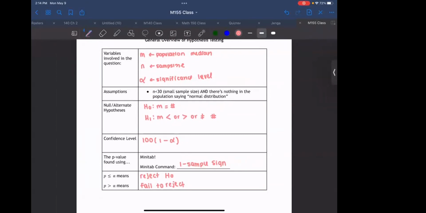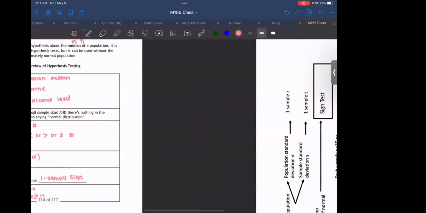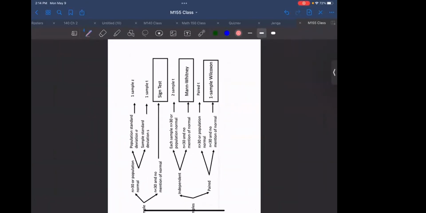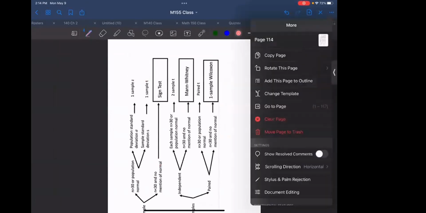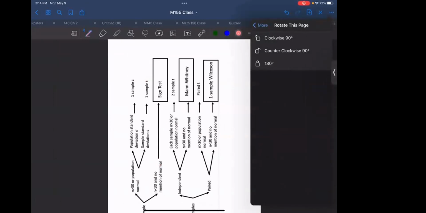We're using M, and we're using a different Minitab test. Everything else is the same. Okay. So before we get into this, I'm going to show you a little trick on how to know what test to do for each of these.